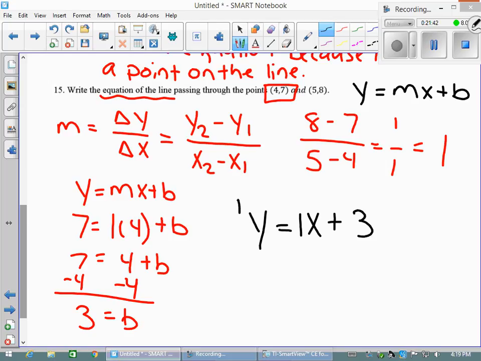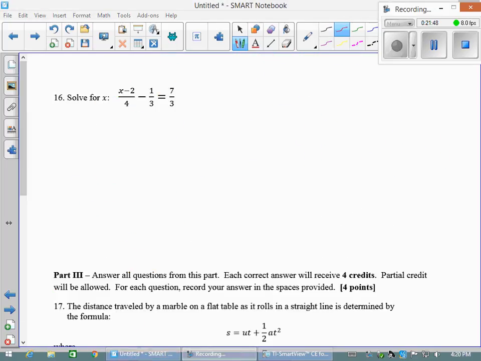Okay, so for number 16, there's actually 2 ways that we could do this. So I'm going to show you both. If we have this minus 1/3, I can add my 1/3 to both sides. When I add that, I'm going to have still my (x - 2)/4, and that's going to equal 8/3. Again, when you have fractions, you can do them right in your calculator to make sure that you get the correct number.